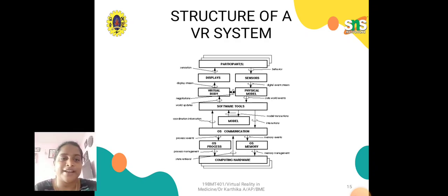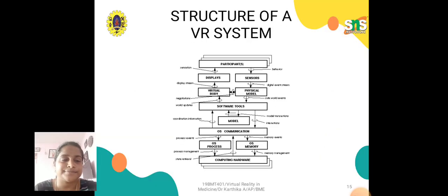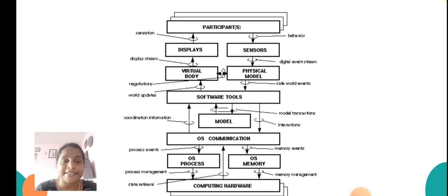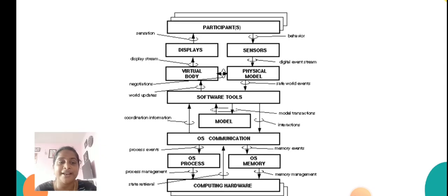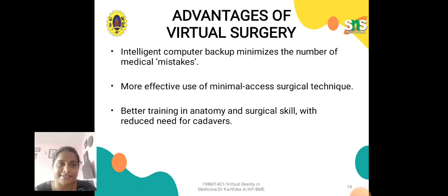In this structure we have participants, displays, sensors, and we have the virtual body and physical model. We also have software tools, OS communication, OS process and OS memory, and we have computing hardware for better human-computer interaction with the help of the VR system.